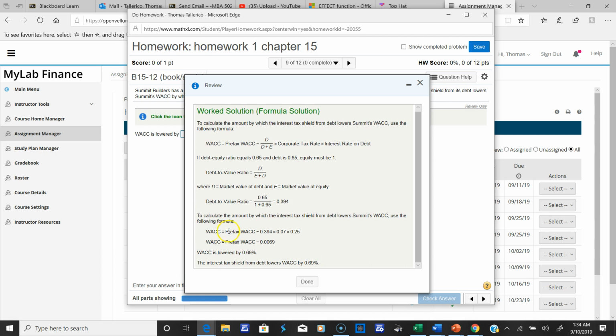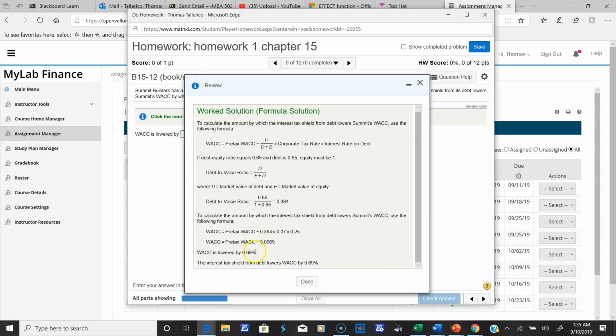So the weighted average cost of capital is whatever the pre-tax weighted average cost of capital is, minus the debt to value ratio right here, times the 0.07, the interest rate on the debt, times your corporate tax rate of 25%, and these are given to you. So the weighted average cost of capital is the pre-tax minus what you get after you calculate this number.